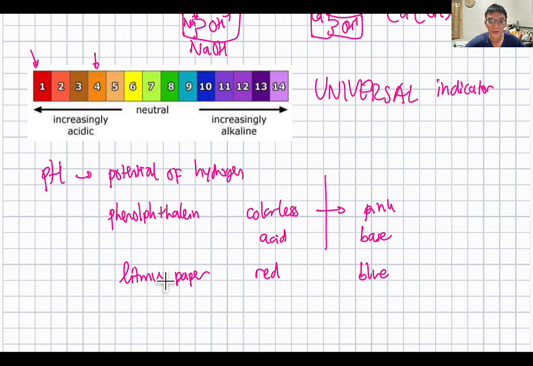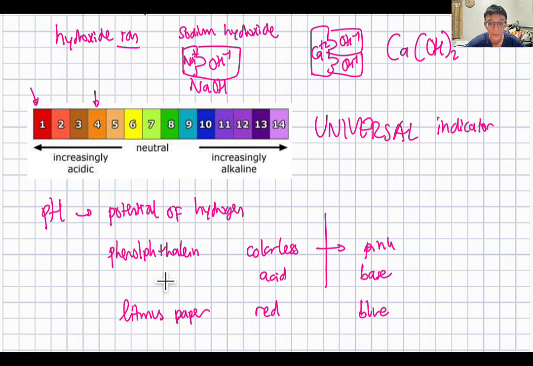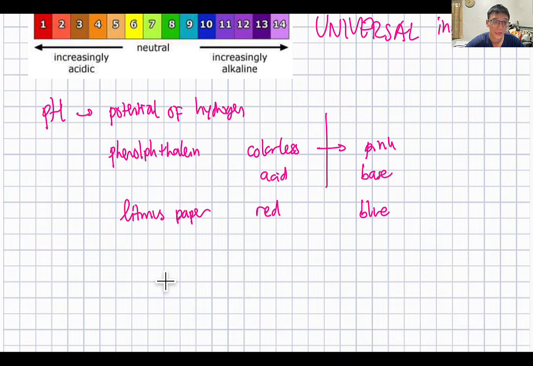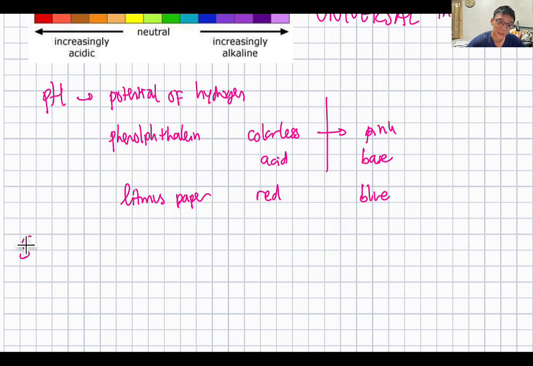Okay, so now we've discussed the potential of hydrogen or the pH scale. Now I would like to speak about the distinction between strong and weak acid or base. So what defines strong and weak? Well, indeed the pH would have something to say about the strength of an acid or base. However, the characteristics of strong or weak acid and base actually depend on the dissociation potential.